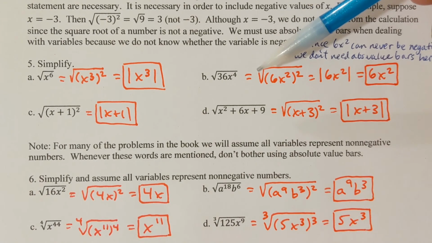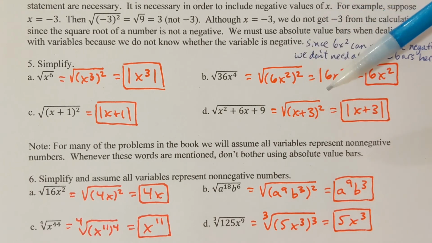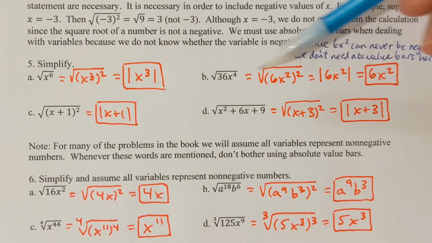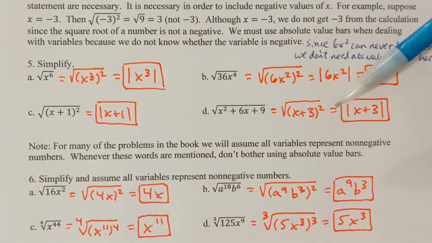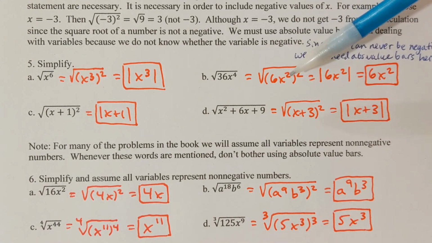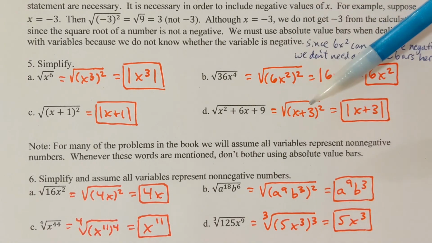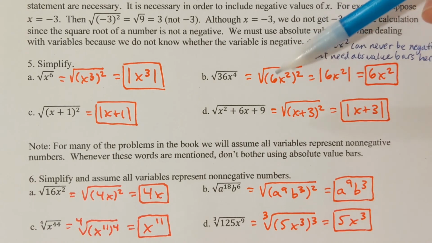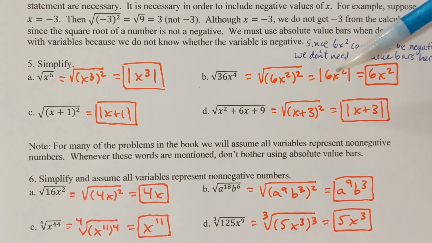Part B, the square root of 36x to the fourth. Well, I'd want to rewrite that so that I've got the square root of a squared expression. I know that 6 squared is 36, and x squared squared would give me x to the fourth. So 6x squared squared would give me 36x to the fourth. Now the square root of a squared expression would just give you that expression that you're squaring, which in this case is 6x squared.